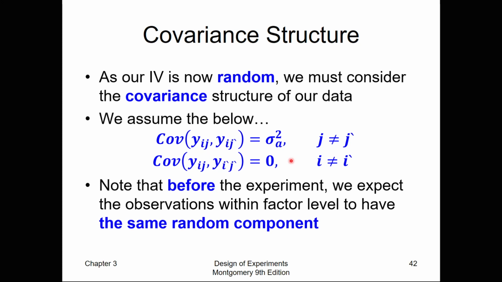So again, before the experiment, we expect the observations within the factor levels to have this random potential contribution which makes them similar. After we select the components and run the experiment, then we know which factor levels we selected, and this is no longer random. And that gives us our traditional assumption of independence.